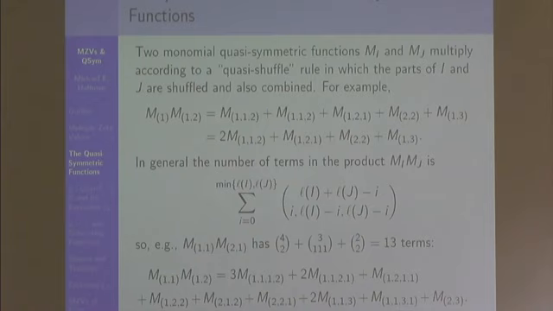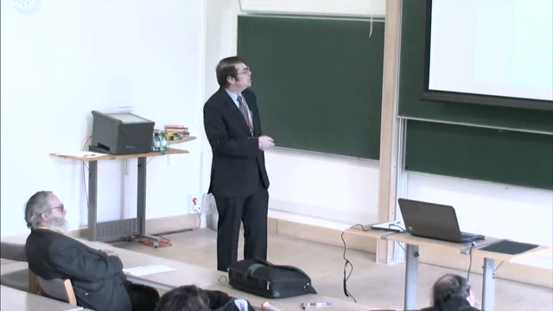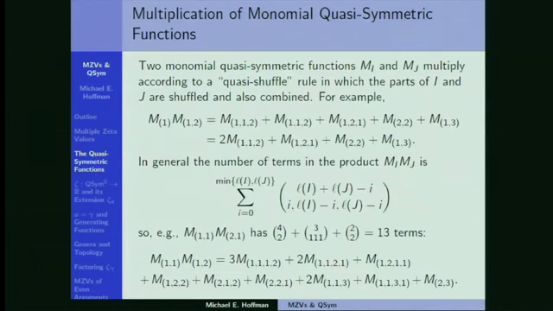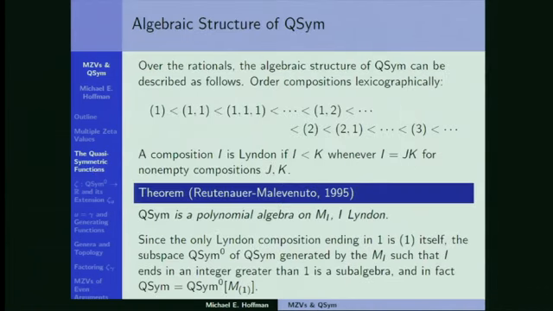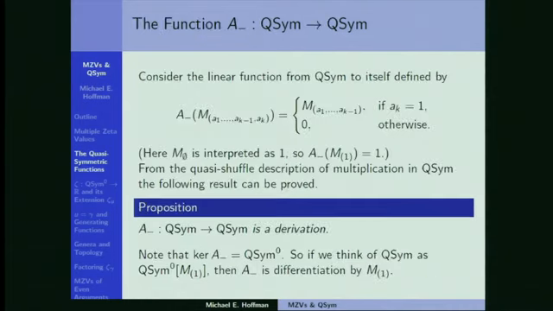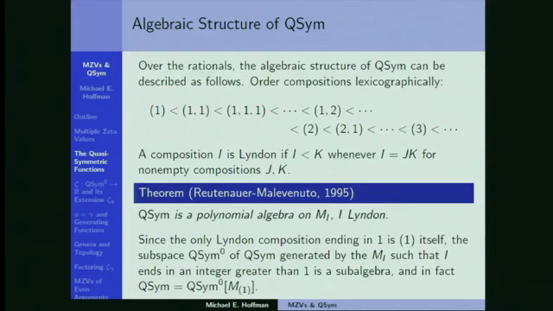which I've listed here. I've actually done a lot of calculations with these over the years. In a way, they're easier to work with than the ordinary monomial symmetric functions because although there are more terms, these coefficients are a little easier to see. But anyway, let me say a little bit about the algebraic structure. Rationally, you can describe the algebraic structure as follows.